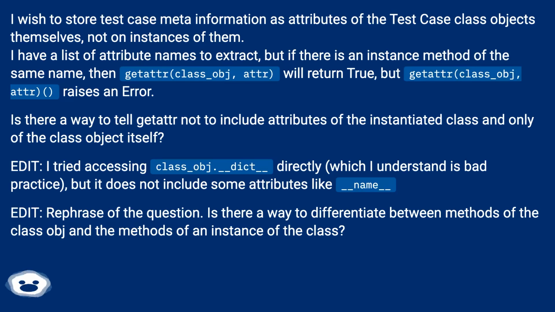Is there a way to tell getattr not to include attributes of the instantiated class and only of the class object itself? Edit: I tried accessing class_obj.__dict__ directly, which I understand is bad practice, but it does not include some attributes like __name__. Edit: Rephrase of the question. Is there a way to differentiate between methods of the class object and the methods of an instance of the class?